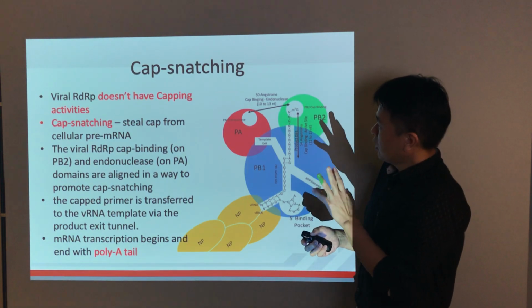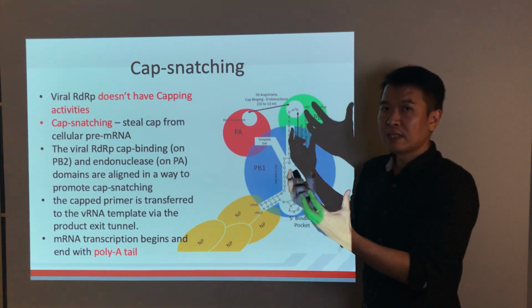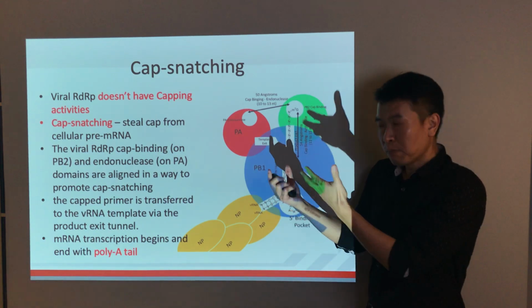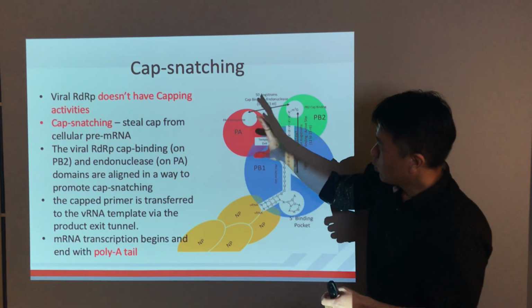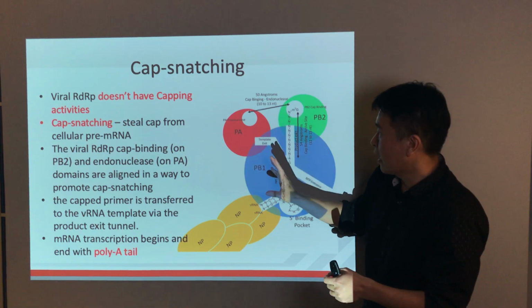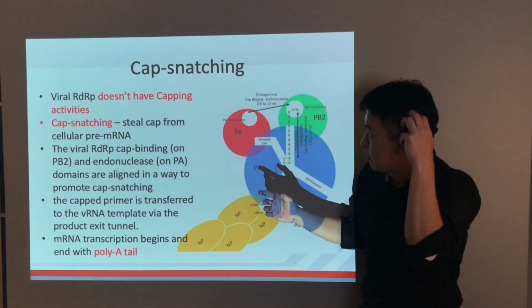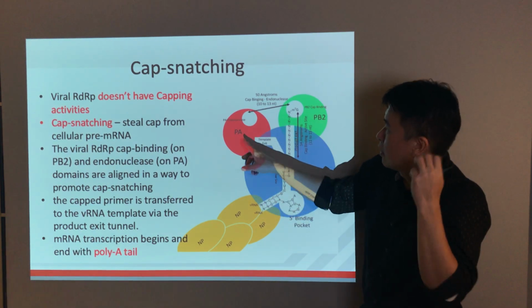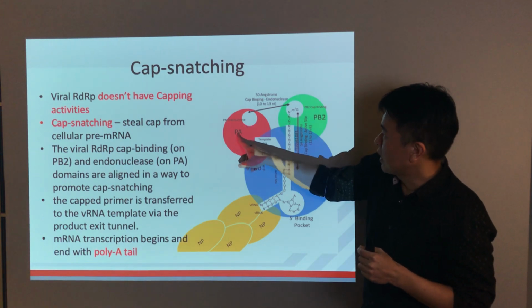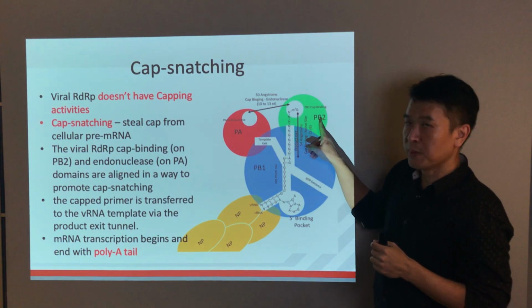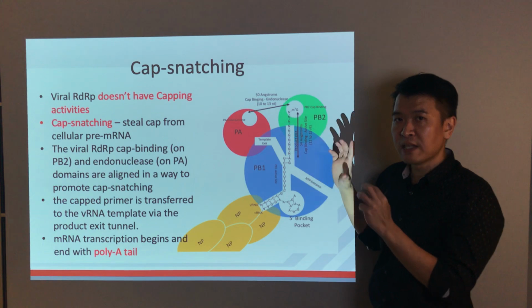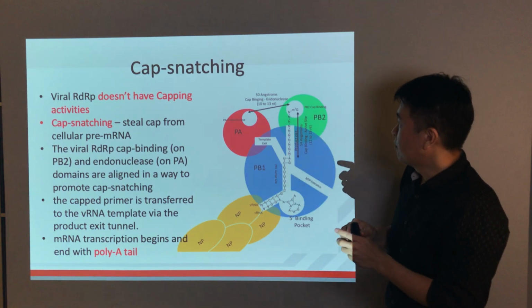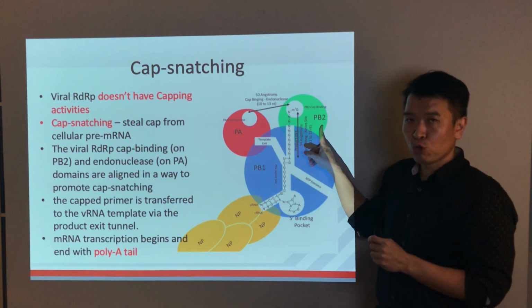Now, I know this is slightly complicated, but please bear with me. We mentioned that the RNP, or RNA-dependent RNA polymerase, has 3 units, PA, PB1, and PB2. Each of these has its functions. Alright. First of all, look at PB2.